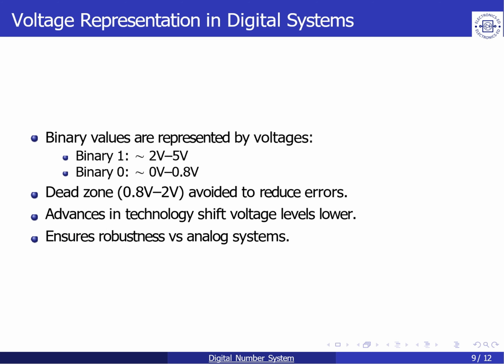But how are binary values actually represented in hardware? In digital circuits, binary 1 typically corresponds to a voltage range from about 2V to 5V, while binary 0 is usually around 0V to 0.8V. There's a dead zone between 0.8V and 2V that's avoided to reduce errors. As technology advances, these voltage levels get lower, but the separation between high and low remains. This reliability is a big reason why digital systems are so robust compared to analog ones.